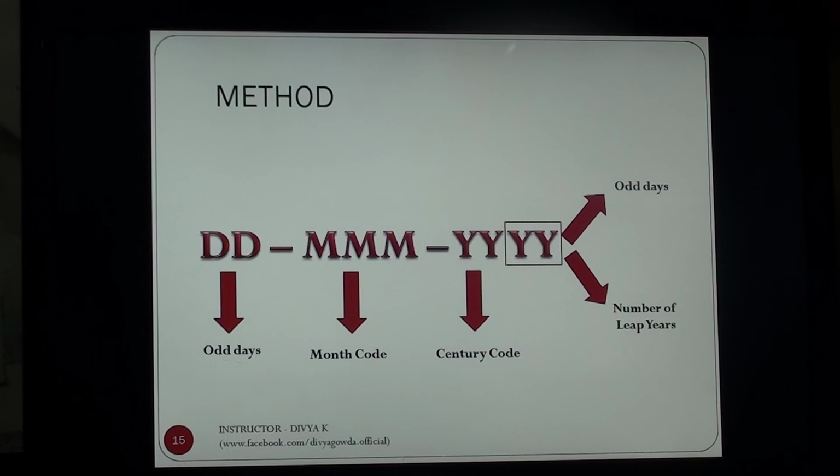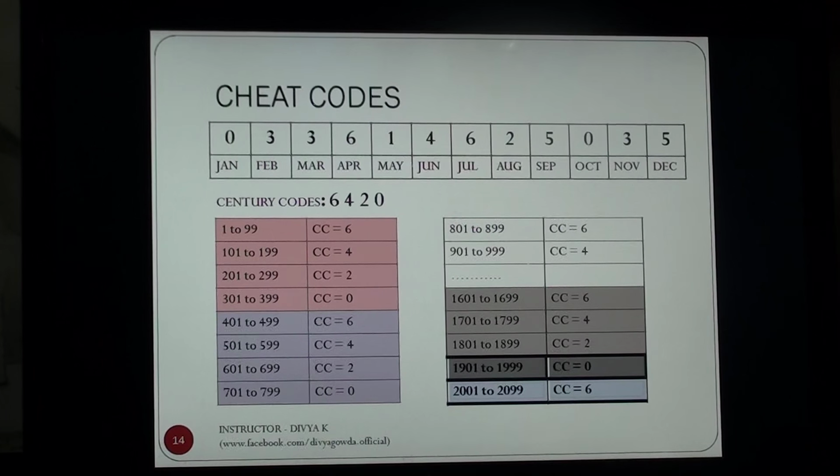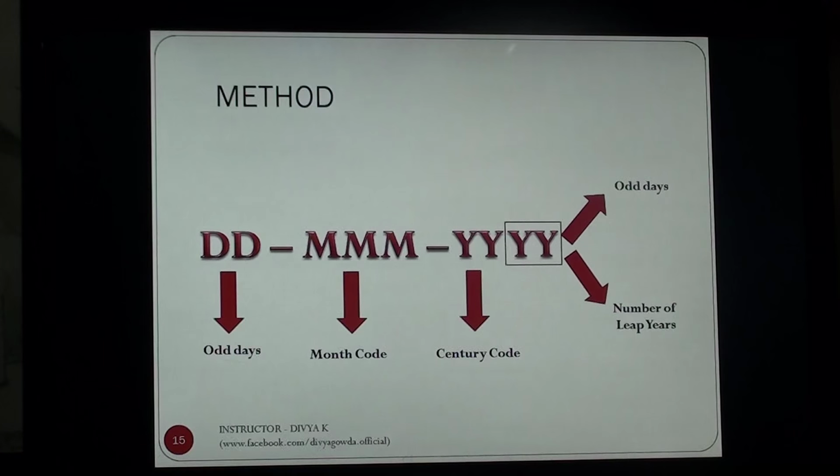And for year, you have to split it into 2 parts. The first 2 digits, for example, if it is 1963, what will be the century code? You know that anything from 1901 to 1999, it will be 0. Suppose if I give you 2015, so that time the century code you have to take it as 6. So that is a century code you have to take for the first half. The second half, that means the last 2 digits, you have to do 2 things. For the last 2 digits, first you have to calculate number of odd days. Then you have to calculate how many number of leap years have passed. So let me take the same example of 15th August and see how quickly we will be able to solve it.